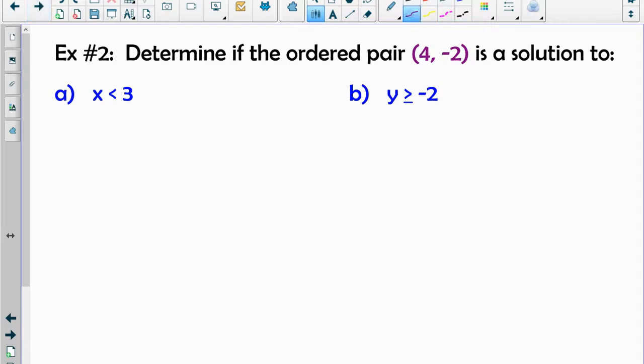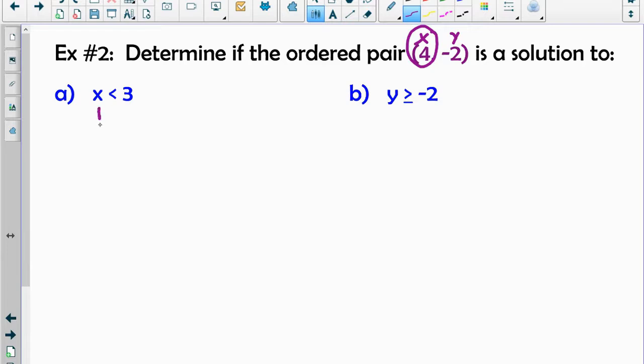So, for example A, it says that x is less than 3. Remember that when your inequality symbol points to the left, that's a less than symbol. So x is less than 3. Now, in my ordered pair, I see two numbers that represent x and y. But in my inequality here, I only see one variable. It's just x is less than 3. So I'm only going to use the x coordinate for part A. The x coordinate was 4.